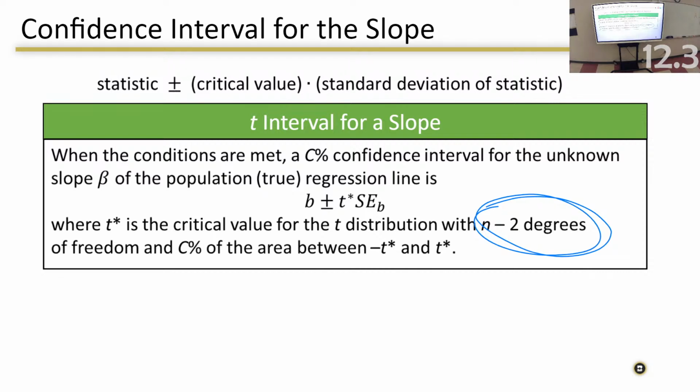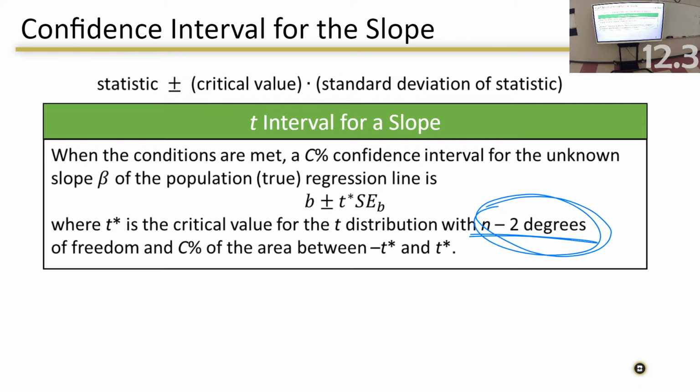T star is the critical value for the T distribution with n minus 2 degrees of freedom. It's because we have two variables, A and B. So because we have two variables, they are going to do n minus 2 for the degrees of freedom. I have not seen an AP test or a practice test that didn't have the degrees of freedom being n minus 2.